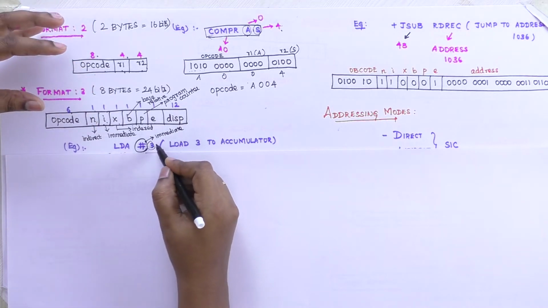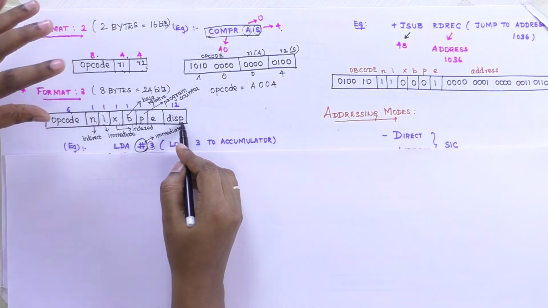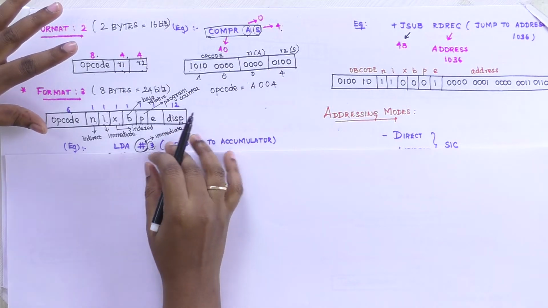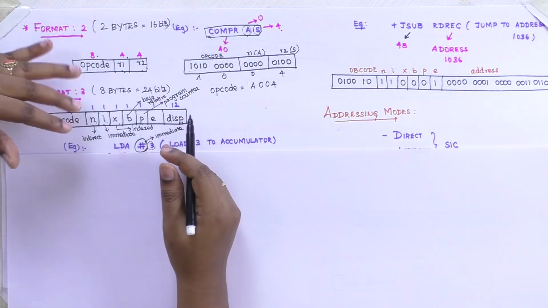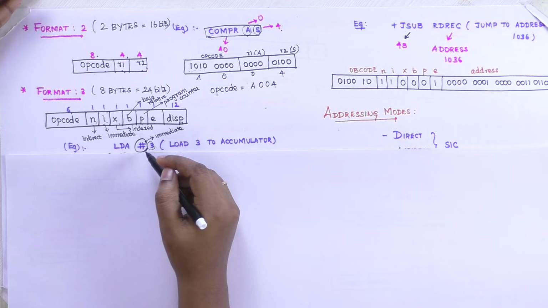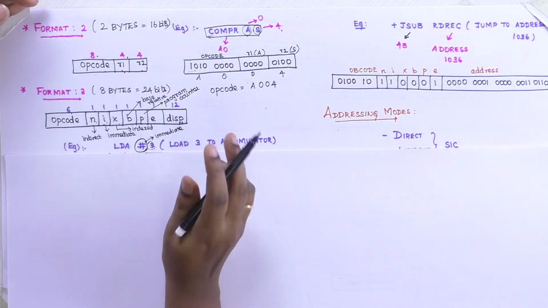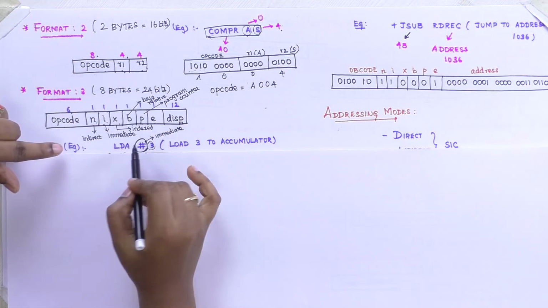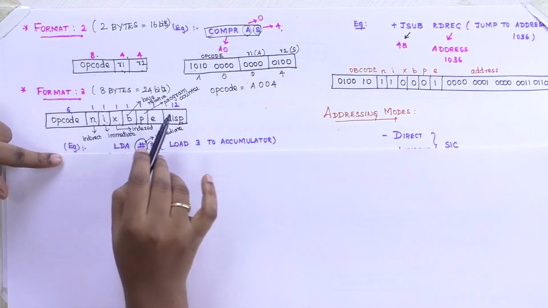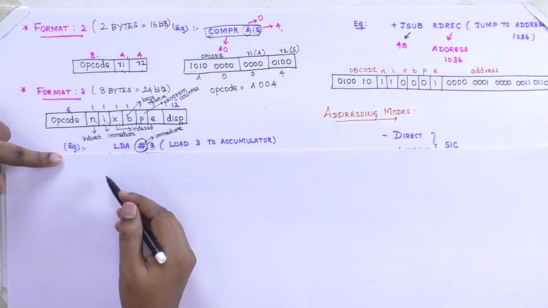So this actual value is represented in the displacement field, because we won't be involving any addressing. The value itself is directly given in the instruction. So this value is directly written in the displacement field. Now let us write this particular instruction in this instruction layout format.